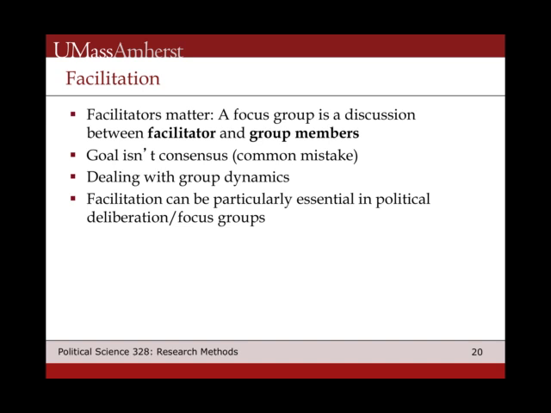Facilitation we've mentioned briefly, but it's just important to keep in mind that facilitation matters tremendously. One thing that can end up happening is a facilitator might actually make things more likely to go to consensus, which is a common mistake. But one thing facilitation can actually do, if it's done well, is help draw out differences of opinion.